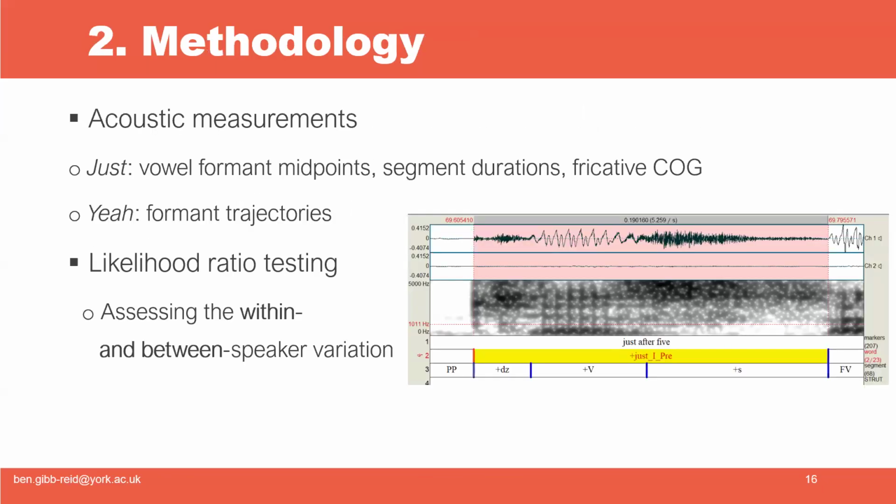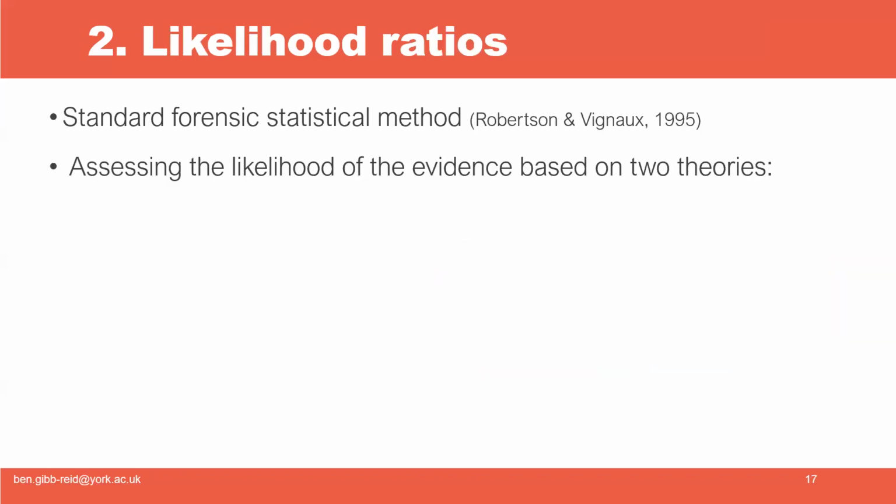So I did a segmental analysis of these words. I looked at the vowel phone midpoints, segment durations, and also fricative center of gravity. For yeah, I focused on replicating Phil Rose's work, looking at phone trajectories of yeah. And I did what's called likelihood ratio testing, which I'm going to very briefly introduce. But you can see there, I was manually segmenting and annotating each segment of just, following the preceding context and considering all these different things, but also the function there represented by PRE. I'll go into the functions in a little bit.